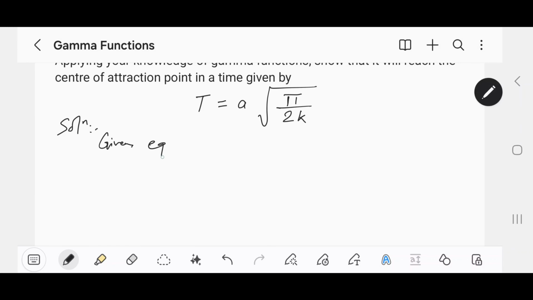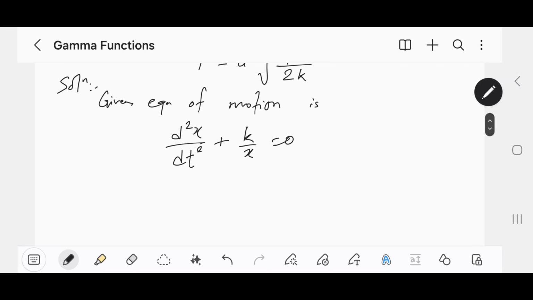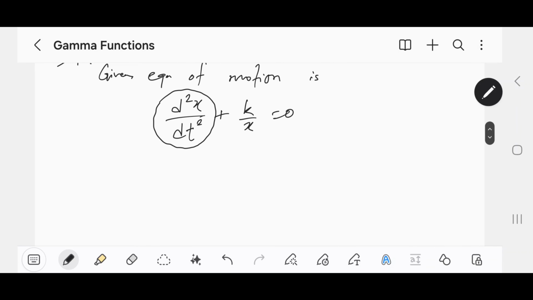Given equation of motion is d square x by dt square plus k by x equals 0. I hope you can see that this is the term of acceleration. Now let's rearrange it. d square x by dt square equals minus k by x.